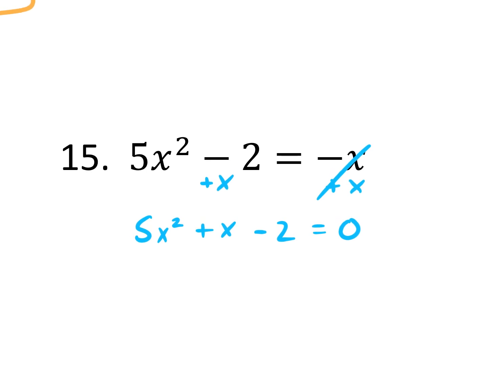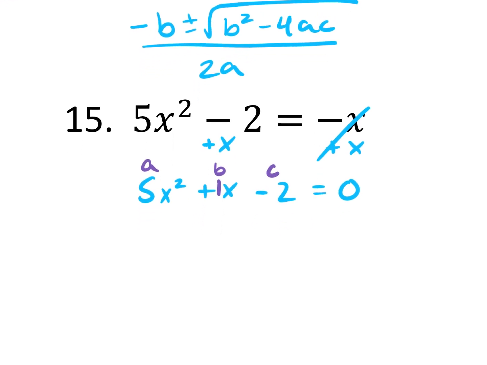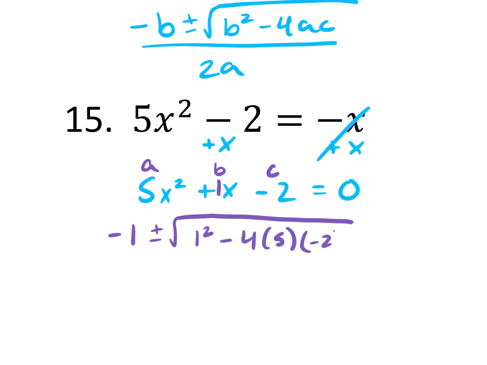And just to refresh our memories, our quadratic formula is negative b plus or minus the square root of b squared minus 4ac over 2a. So what's our a? What's our b? 1. And what's our c? Negative 2. So let's plug everything in. We have negative 1 plus or minus the square root of 1 squared minus 4 times 5 times negative 2 over 2 times 5.